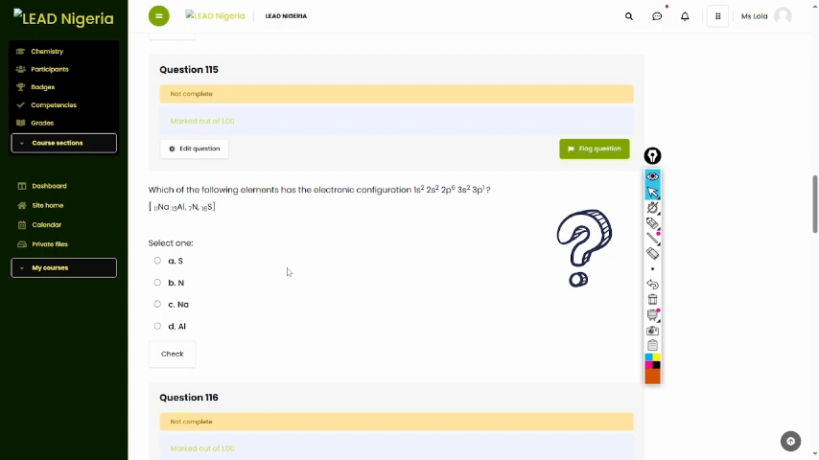Which of the following elements has the electronic configuration of 1s2, 2s2, 2p6, 3s2, and 3p1? The configuration here tells us that the total number of electrons is 2 plus 2, 4, plus 6, 10, plus 2, 12, plus 1, 13. So the atom with this configuration has 13 electrons, or an atomic number of 13. The one with 13 is aluminium, so the answer is D.